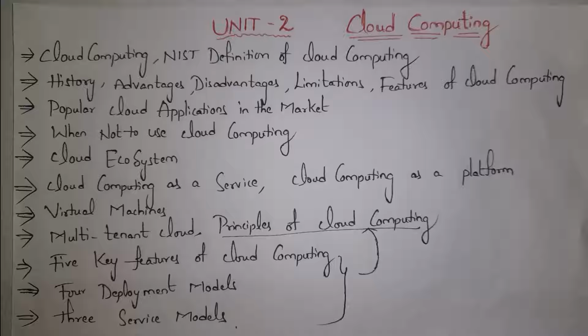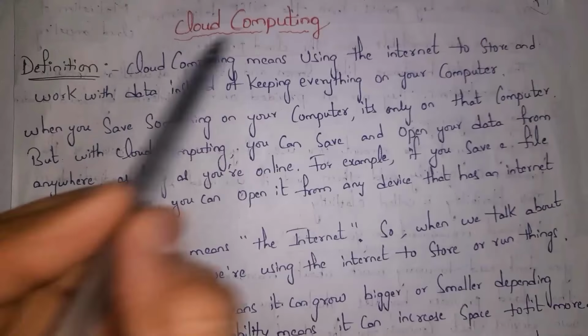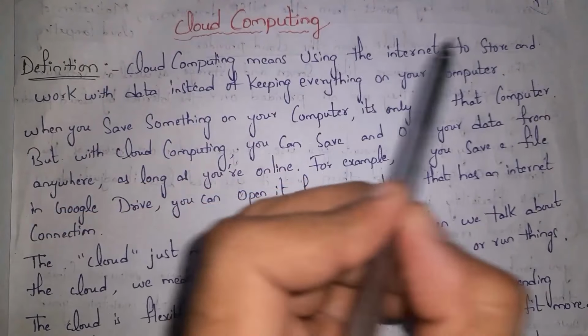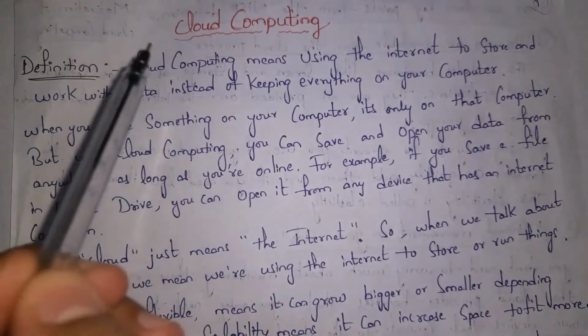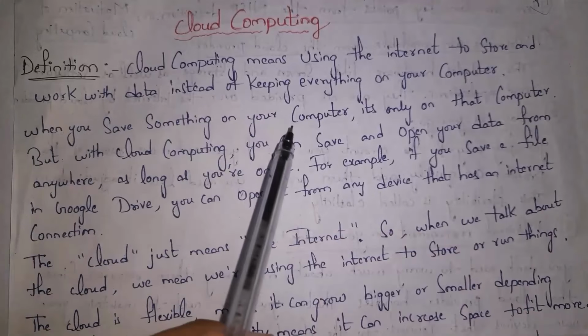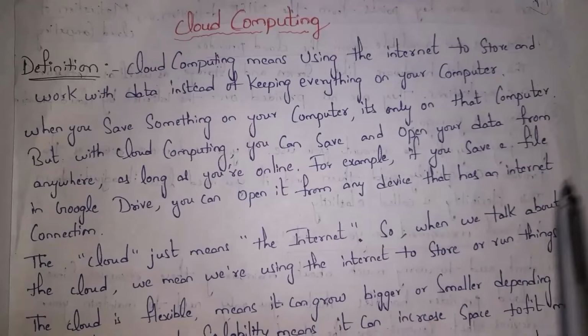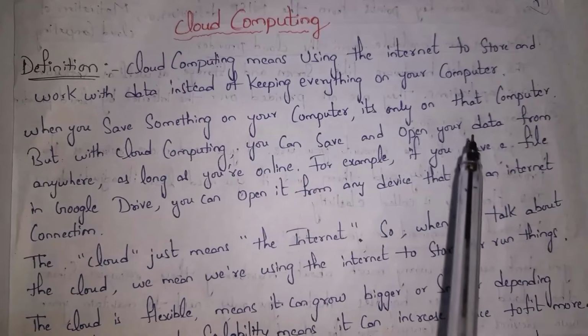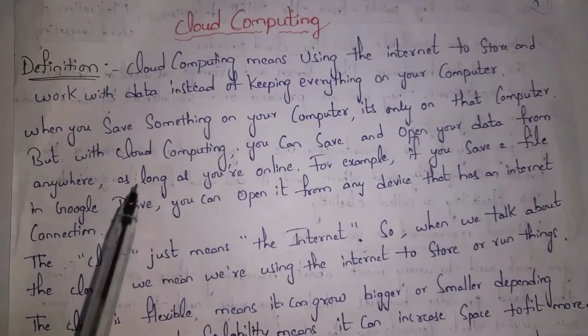Let's get started. At first, I will explain what is cloud computing. Cloud computing means using the internet to store and work with data instead of keeping everything on your computer. When you save something on your computer, it's only on that computer. But with cloud computing, you can save and open your data from anywhere as long as you are online.